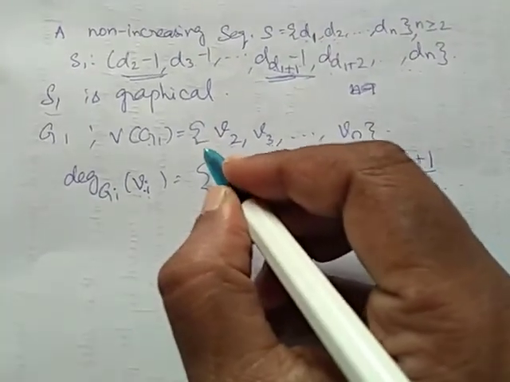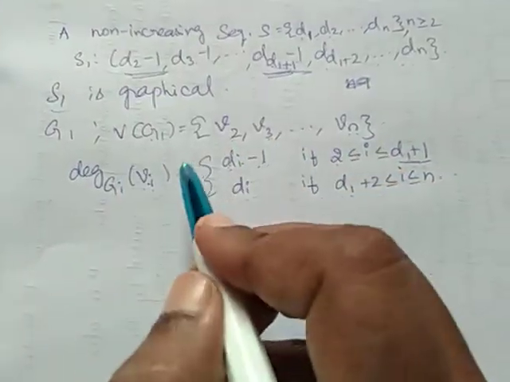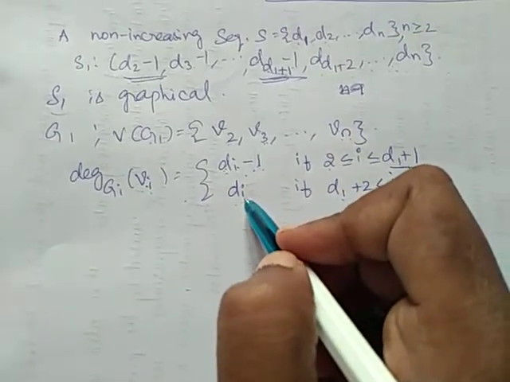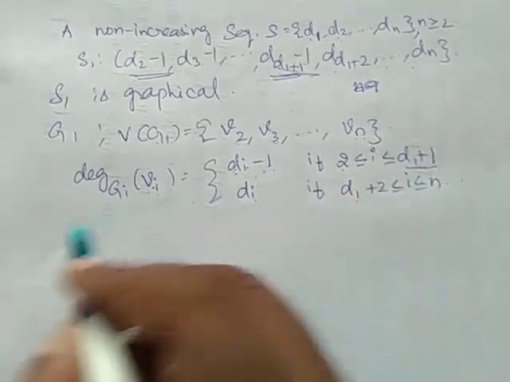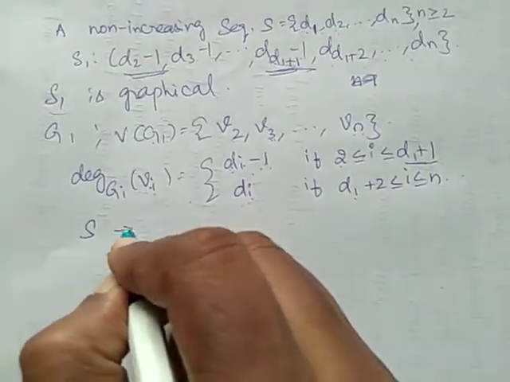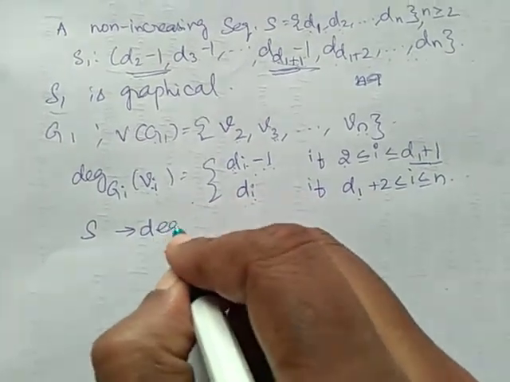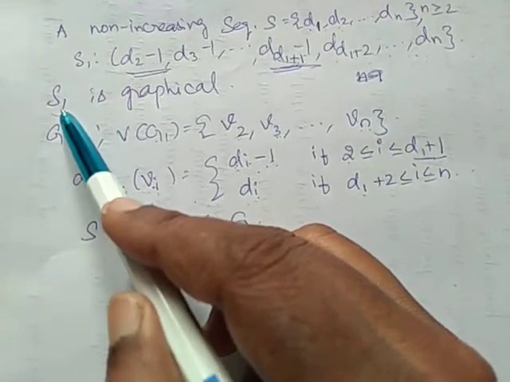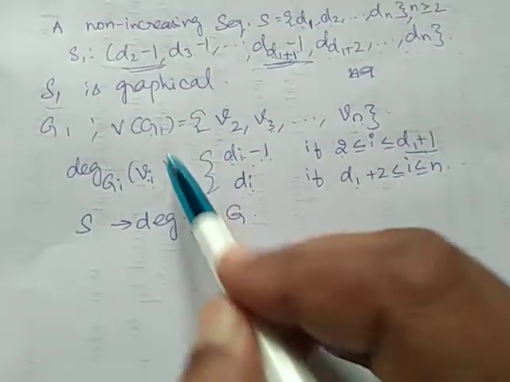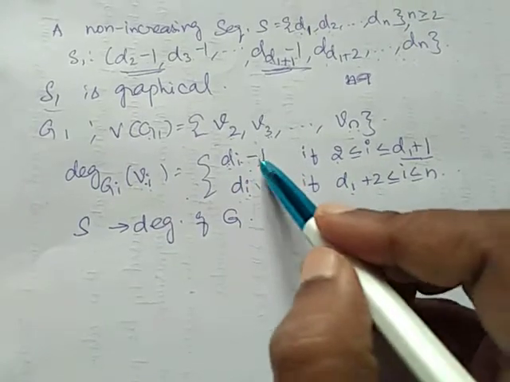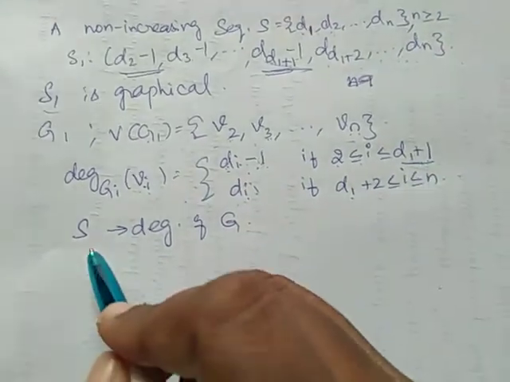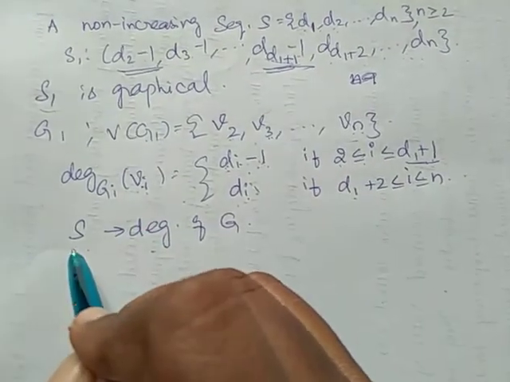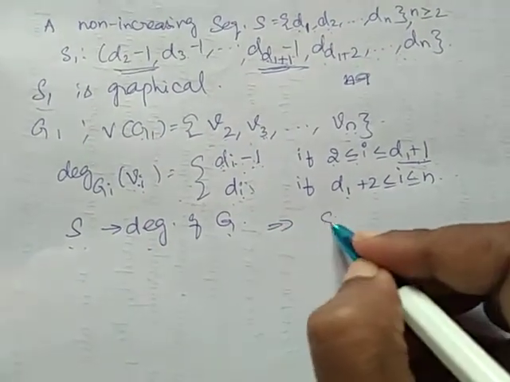Therefore, what is this? It follows that this is the degree of some vertex. This is also the degree of some vertices, right? So it follows that S is a degree sequence of G, if our data is that S1 is graphical. S1 is defined in this way. S1 is the degree sequence of each vertex. Therefore, S is also a degree sequence of G. Since S is a degree sequence of G, this implies S is graphical.